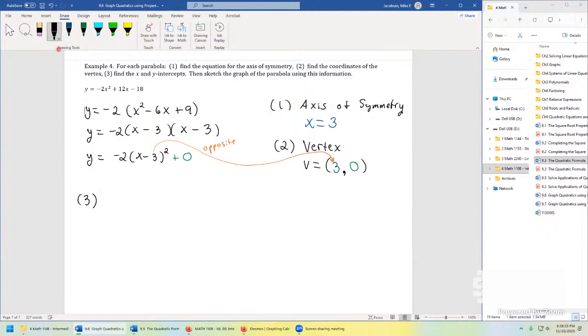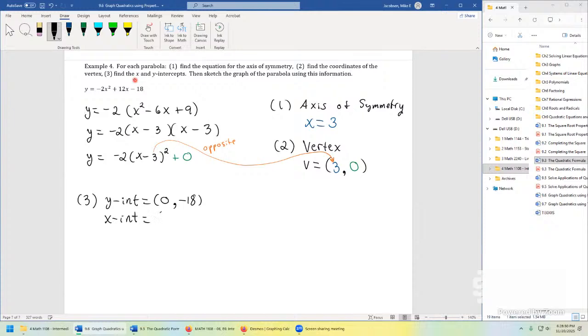Now for step 3, let's get the y-intercept and the x-intercept. The y-intercept has the form, plug in 0 for x. Well, let's do that on the top equation. Because plugging 0 in for x here, it still works, but it's a little bit more arithmetic. It's much easier to plug 0 in here, get 0 plus 0 minus 18. So the y-intercept is -18.